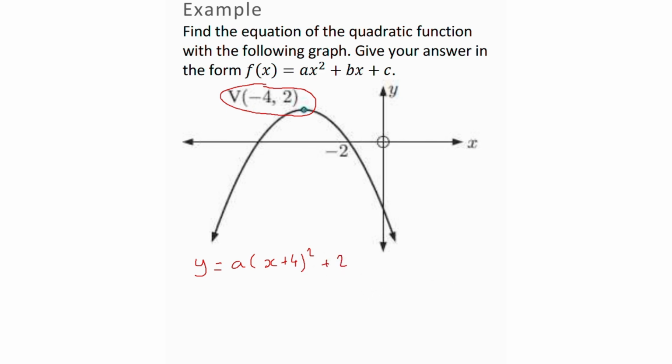Once I know the general vertex form, I'm going to substitute in the other point. Now, given that this is a root, the actual coordinate is (-2, 0). So 0 equals a(-2 + 4)² + 2. This is going to be 2 squared, so it's 4a + 2, which means a is going to be equal to -1/2.